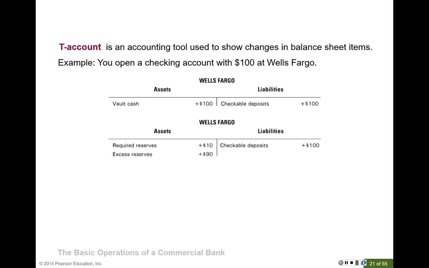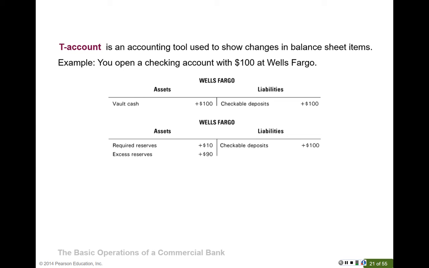You can see Wells Fargo actually put $10 as a required reserve. Remember, the Federal Reserve requires every commercial bank in the US to keep a certain amount of the money in their account. As a result, the Wells Fargo has to follow this law.